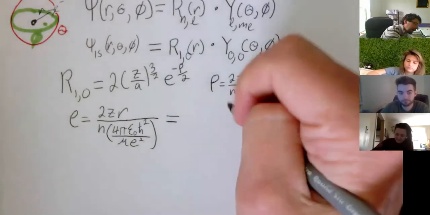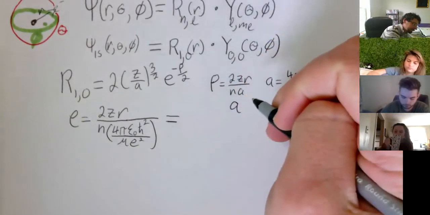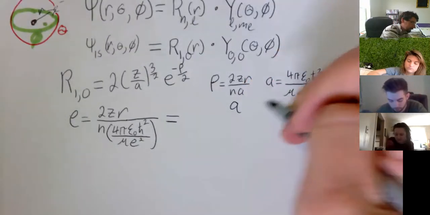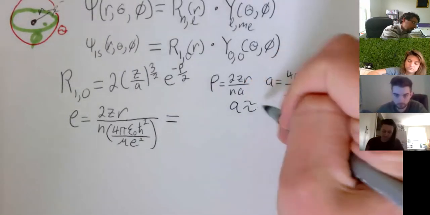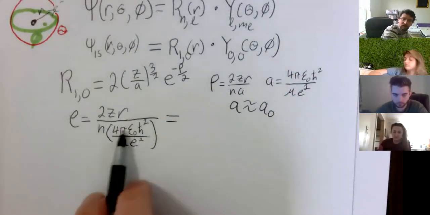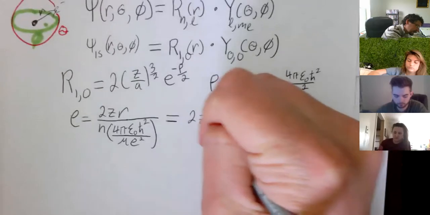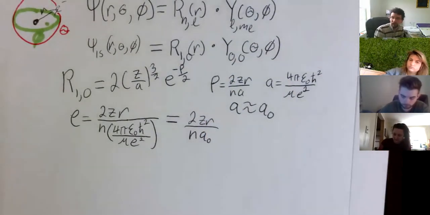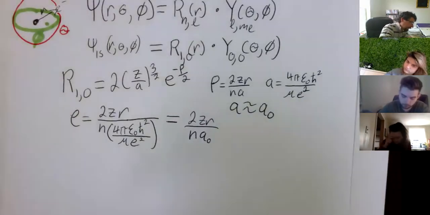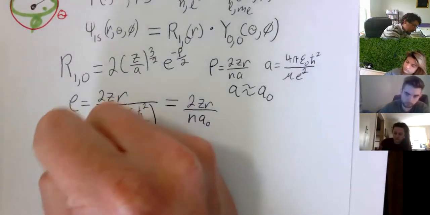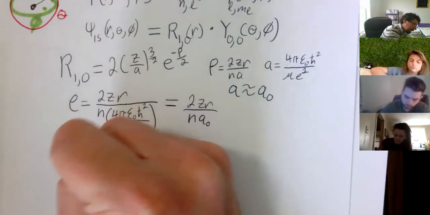What do we know about A? Or what did we show previously? We showed that it's equal to a naught. Yeah, we could approximate it to be A naught. So instead of solving for all this here, let's just say that that's true. Okay, so that's our expression for rho. So let's go back to the radial expression.